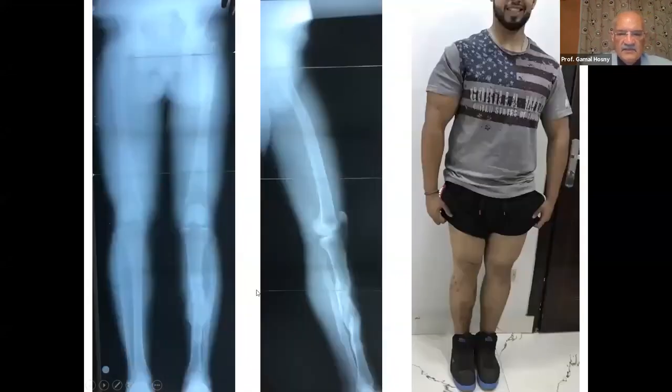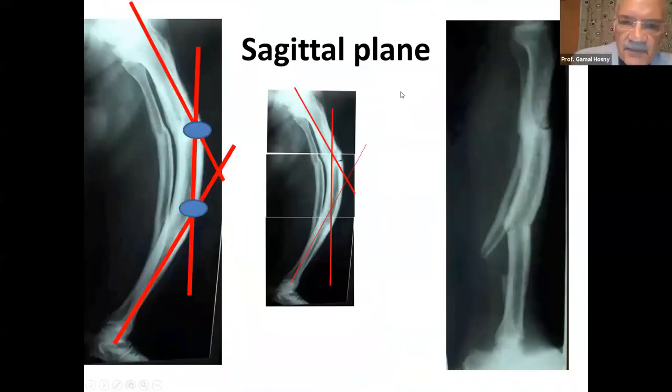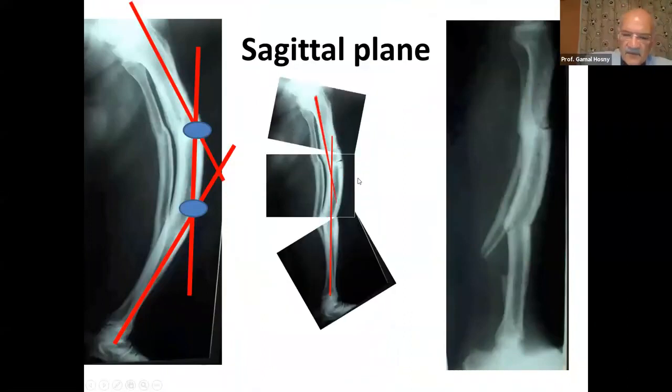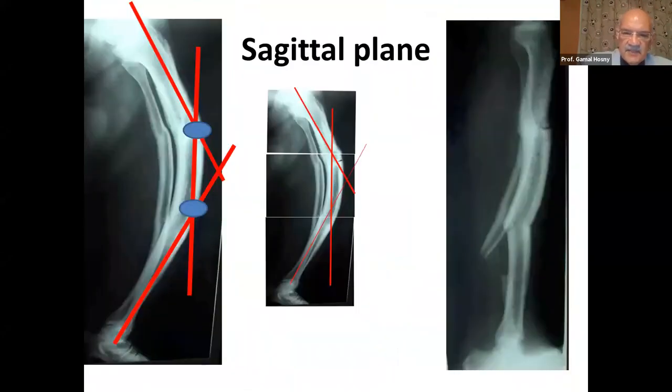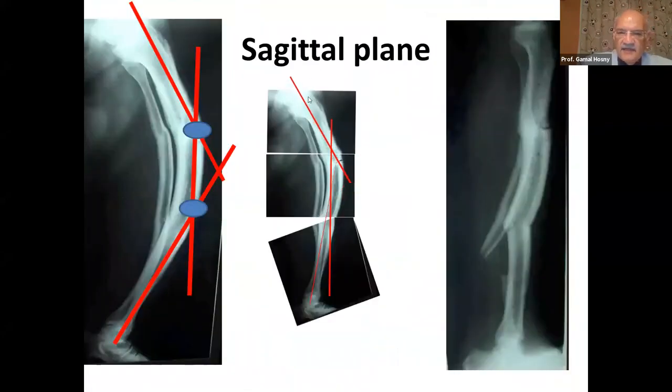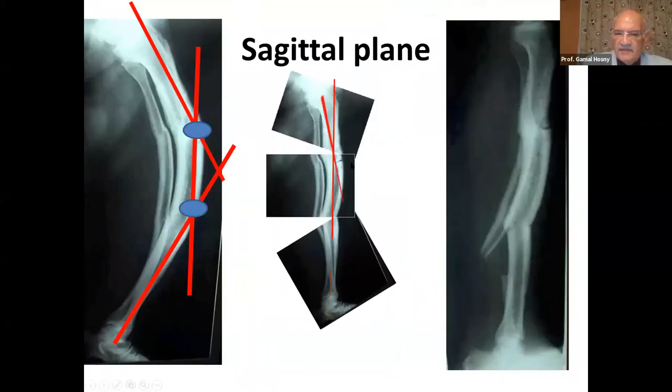And this is the clinical X-ray of the patient, the clinical photo of the patient. In the sagittal plane, you have the same problem. Look at the sagittal plane, we do the same exercise. We draw the mechanical axis of the proximal segment and distal segment, and we do two osteotomies, open wedge and open wedge. This is the sagittal plane deformity, and this is the lateral X-ray.